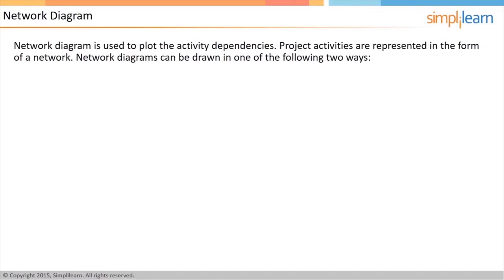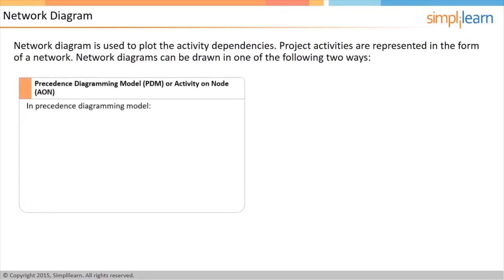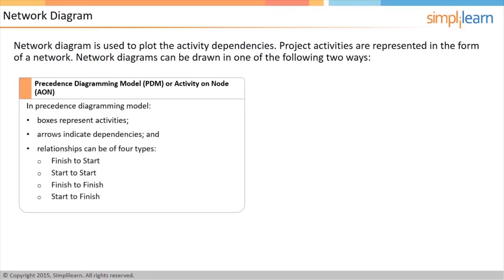There are two ways to draw a network diagram. In Precedence Diagramming Model, PDM, or Activity on Node, AON, boxes represent activities and the arrows indicate the dependency. This type of network can have all four types of relationships between the activities.